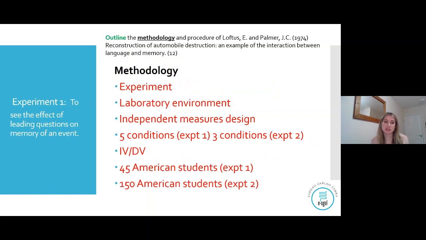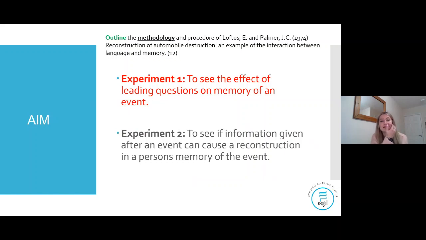Looking at our methodology then, and this is for experiment 1. Remember, experiment 1 is to see the effect of a leading question. A leading question is when you ask a question and you're already alluding to the answer that you want. So, for example, asking somebody at a crime scene, did you see a gun or did you see the gun? Did you see the gun is a leading question because it's implying that there definitely was that weapon there. Okay, that's an example of a leading question.